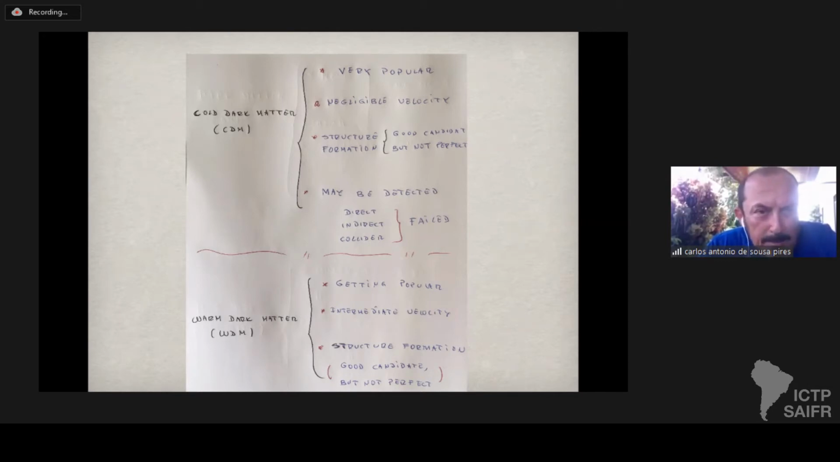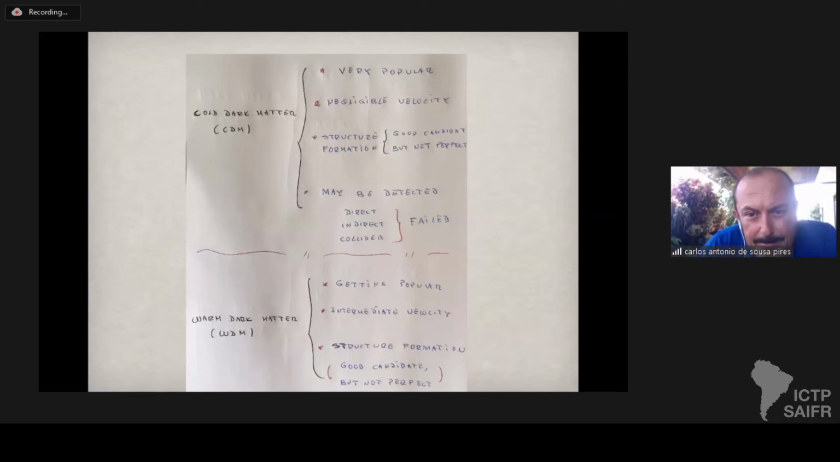But what is more interesting in cold dark matter is that it may be detected in three ways: direct, indirect, and collider. But the great disappointment is that until now, all these possibilities of detection have failed. This is very disappointing because I think that cold dark matter is the only candidate that can be detected. There are no other candidates. Well, I think you are going to have problems to detect them.